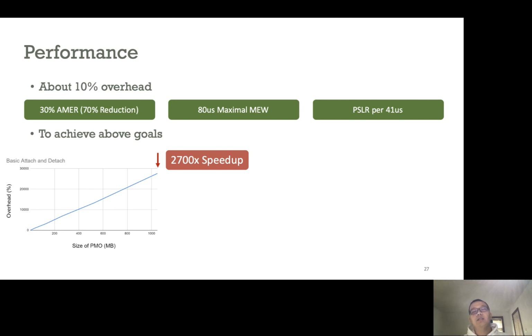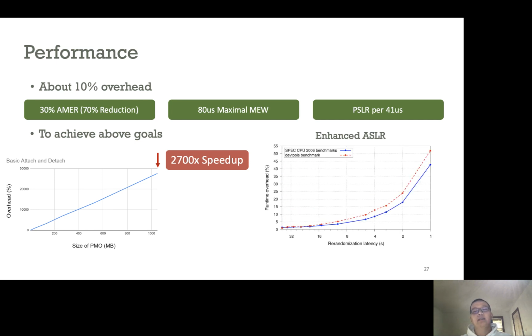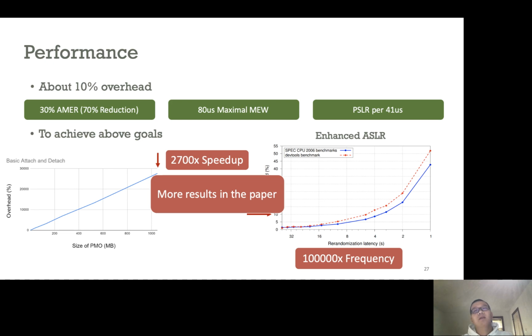And how is our performance compared with other related work? The enhanced ASLR provides heap data runtime randomization. And at 10% overhead, our frequency is actually 100,000 times higher than the state-of-the-art heap data randomization work. And there are more results in the paper.